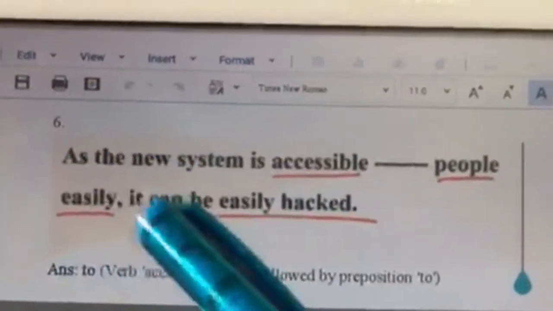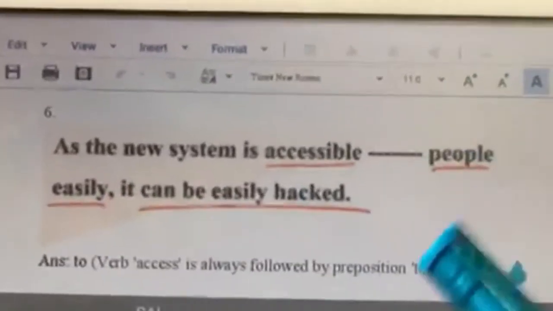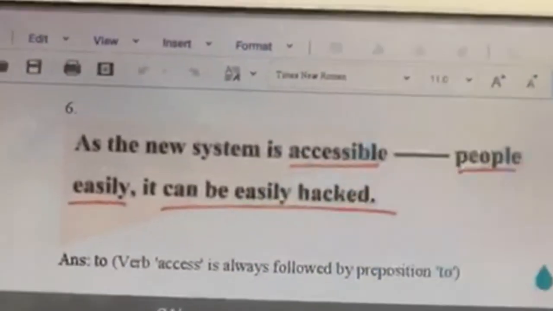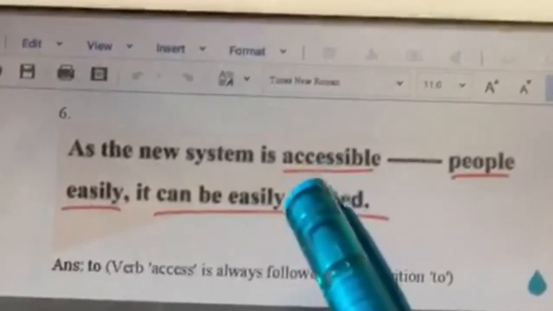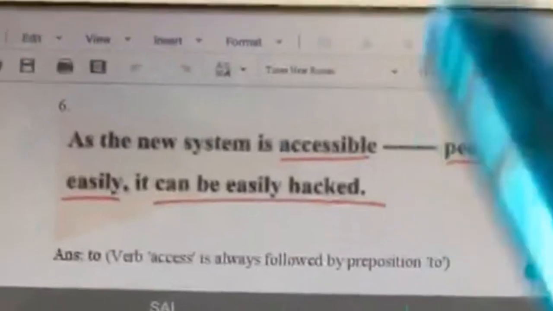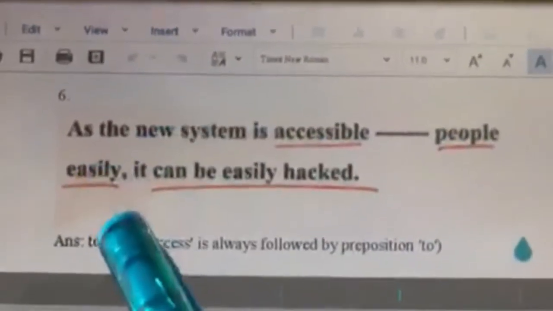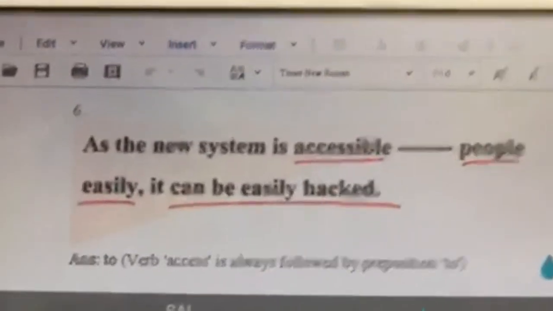Next one. As the new system is accessible dash people easily, it can be easily hacked. Always remember, the verb access is always followed by the preposition to. It's a rule you have to memorize. So as the new system is accessible to people easily, it can be easily hacked.